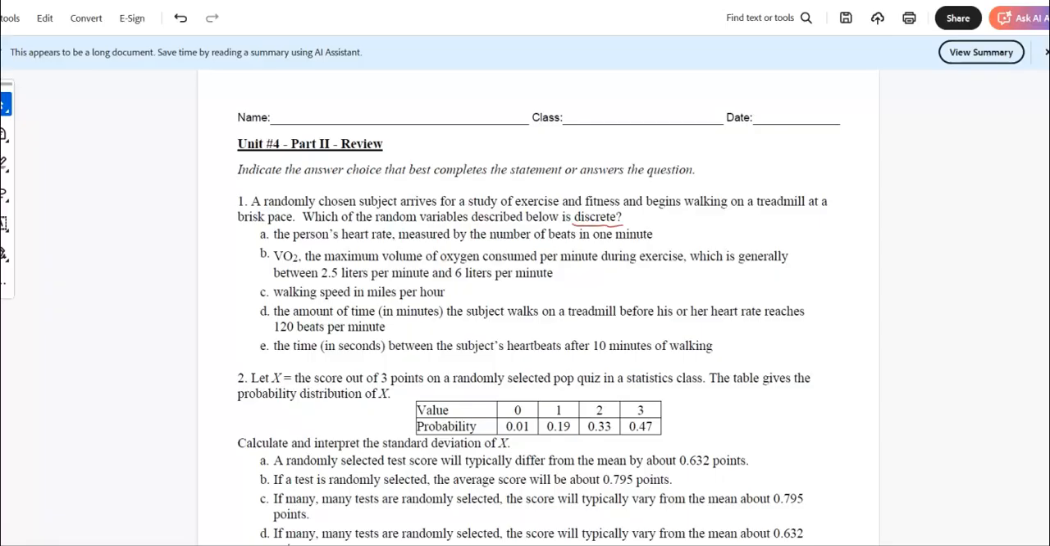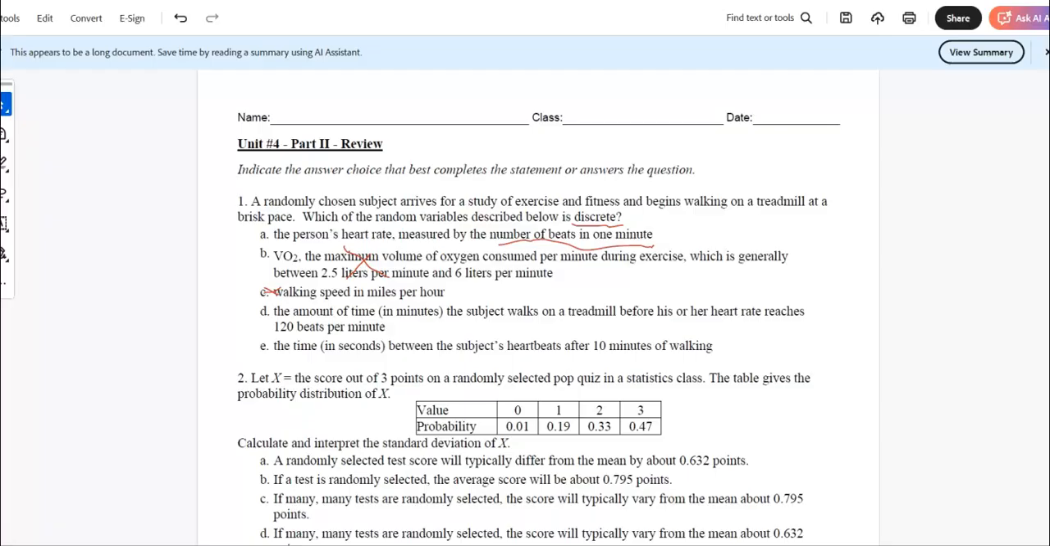So discrete, think of discrete as maybe unconnected or countable. Person's heart rate measured by the number of beats in a minute. I think you can measure that. That probably is it. Let's just make sure. The maximum volume of oxygen consumed, I don't think so. The walking speed in miles per hour, that could be like 1.589. Like, I don't think that's discrete.